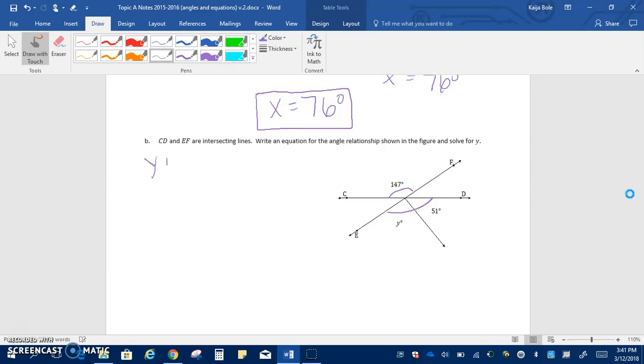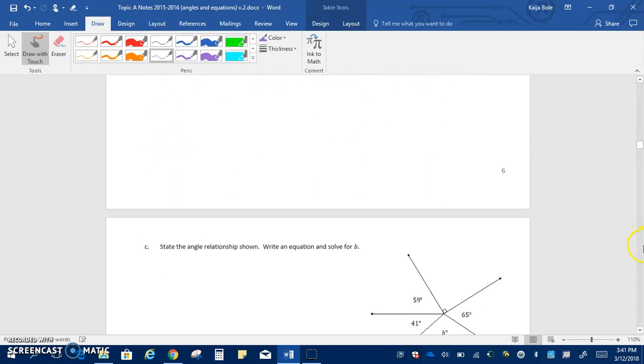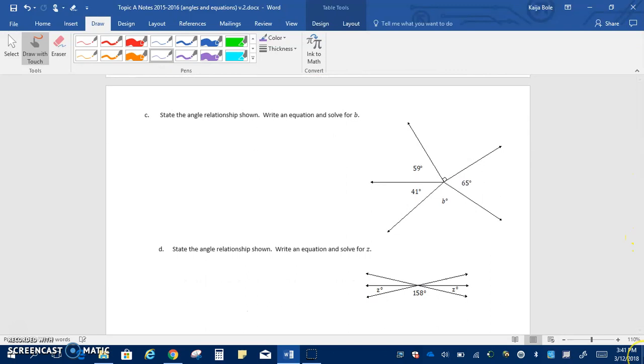So we have y plus 51, and this equals 147. So we're going to subtract 51 from both sides, and we get y equals 96. And that's all they're asking us for. Y is 96 degrees. Alright, go ahead and flip the page. Got some more examples here.